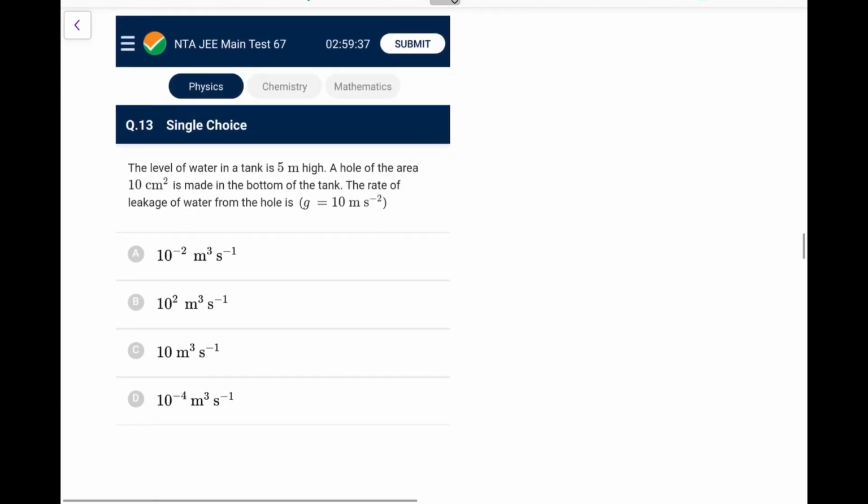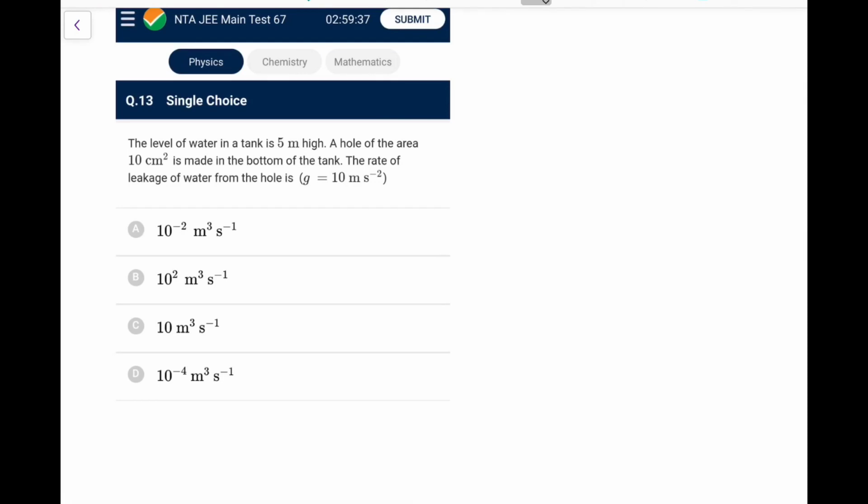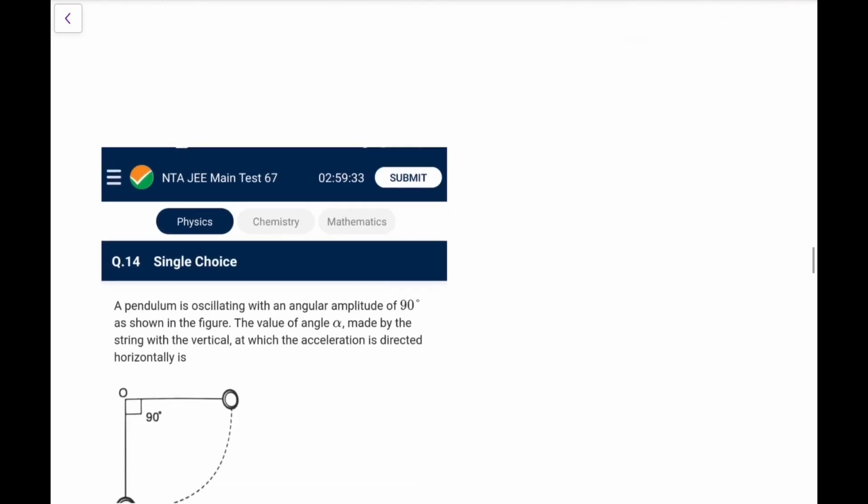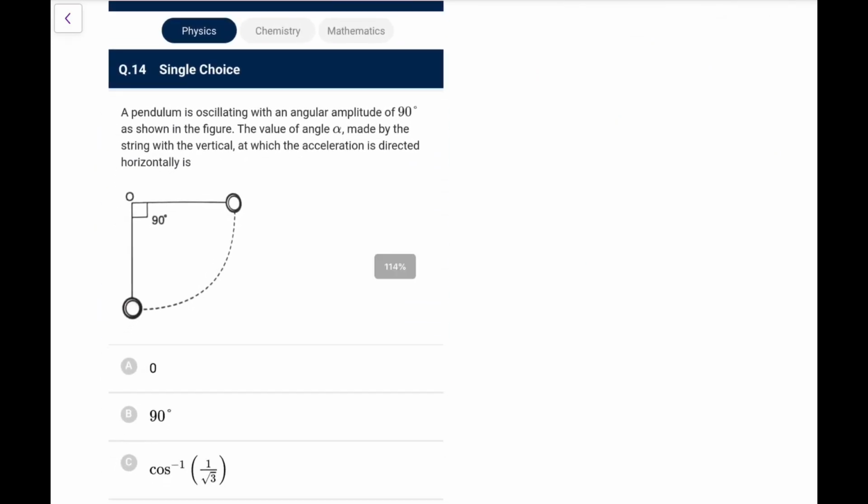Next, the level of water in a tank is 5 meter high, and a hole of some area is made in the bottom. The rate of leakage of the water, that is dV by dt, is A into V, and we know simply V is equal to root 2gh from Torricelli's law. The area is 10 centimeter square, this is root 2gh, so 10 into 10 into 5... so it is 10 to the power minus 2 meter cube per second in SI units, so go for option A.